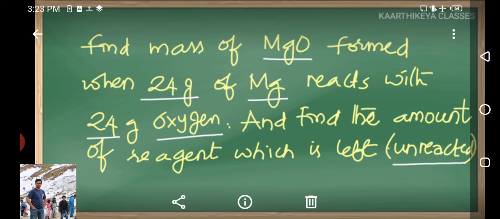Just have a look at this question. Find the mass of magnesium oxide formed when 24 grams of magnesium reacts with 24 grams of oxygen, and find the amount of reagent which is left. So in this question, the magnesium oxide formed is asked. When 24 grams of magnesium and 24 grams of oxygen are reacted, if any one of them is left, then he is asking for that amount.